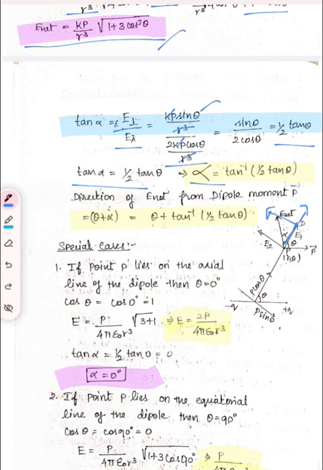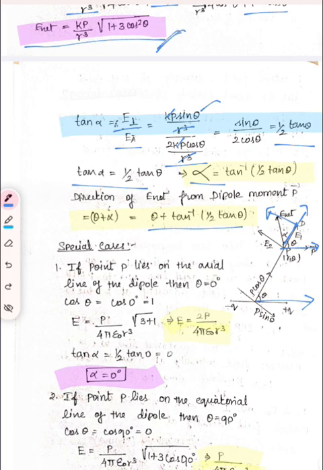Now what is the angle of the resultant electric field with respect to the original dipole moment? It is alpha plus theta. So this is the angle of the resultant electric field with respect to the original dipole moment, that is theta plus tan inverse of 1 by 2 tan theta. So this is the electric field intensity at any general point.